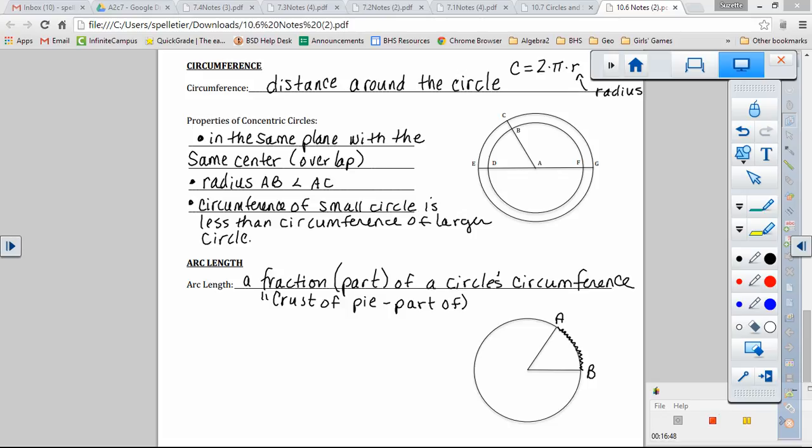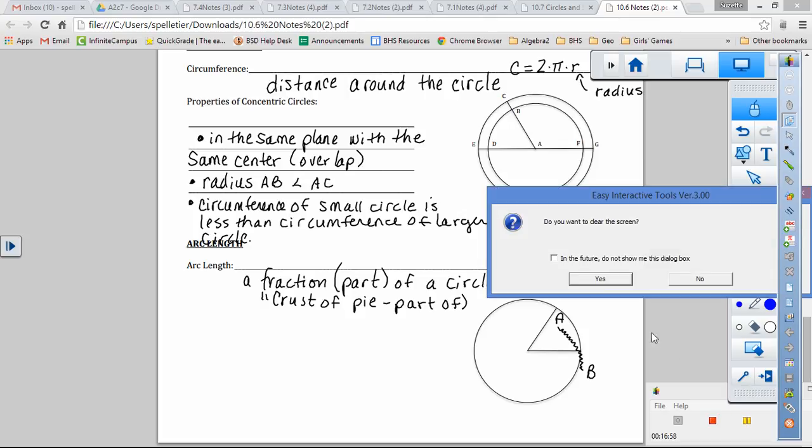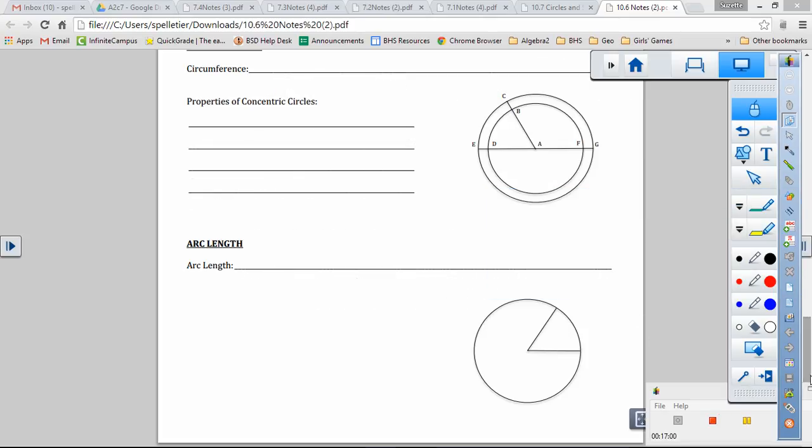I'm going to scroll the page up just a little bit and make some room. Let me clear the screen, get this stuff out of the way, and move this up so there's a little more room. I guess it doesn't go up anymore. I guess I'm at the bottom of the page.